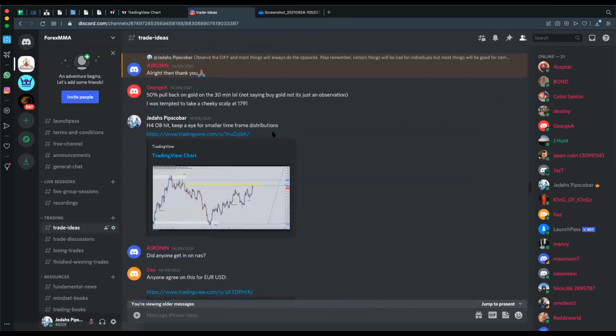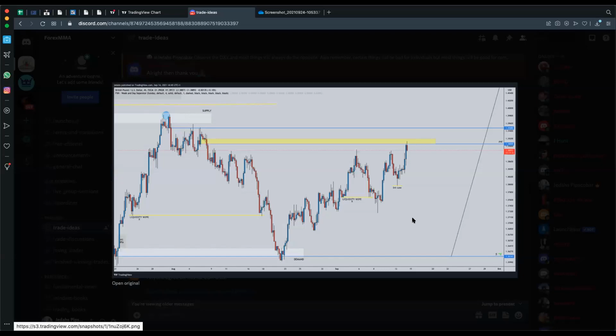Okay, so here we are. This is what I was looking for. You can see I sent it to the group, the 14th of September, and at this time you can see H4 order block hit. Look for smaller time distributions, and then we take our entries from there.